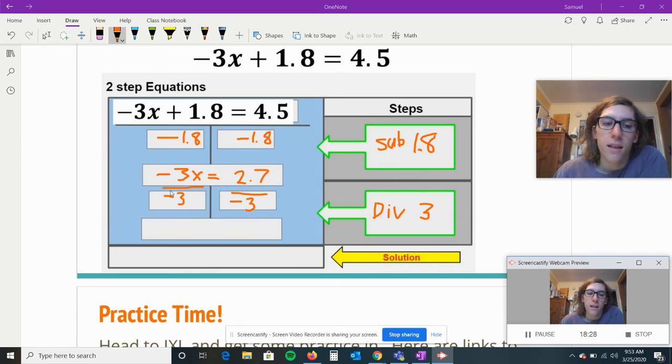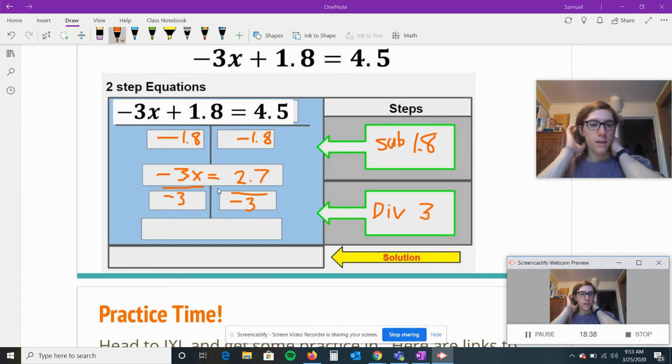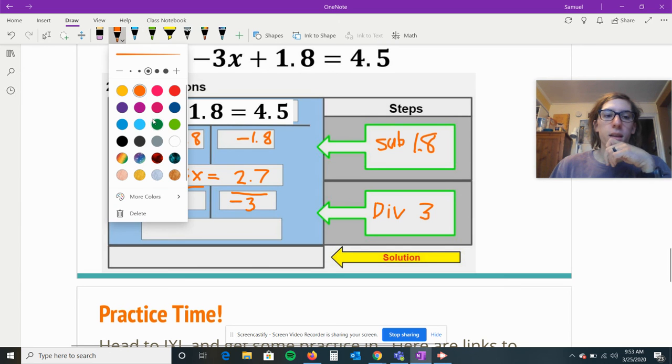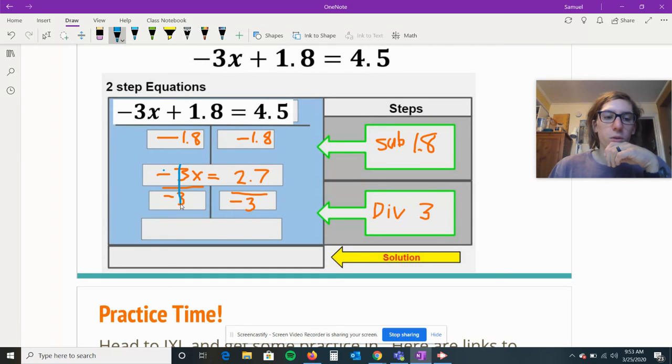Now the last step that we need to do here is divide both sides by negative 3. So if I divide both left and right sides by negative 3, then let's see what we get. Negative 3 divided by negative 3 now becomes 1 whole, right? Negative 3 over negative 3. So that's just 1x. Or again, we can just say x. So now we have x is equal to 2.7 divided by negative 3.